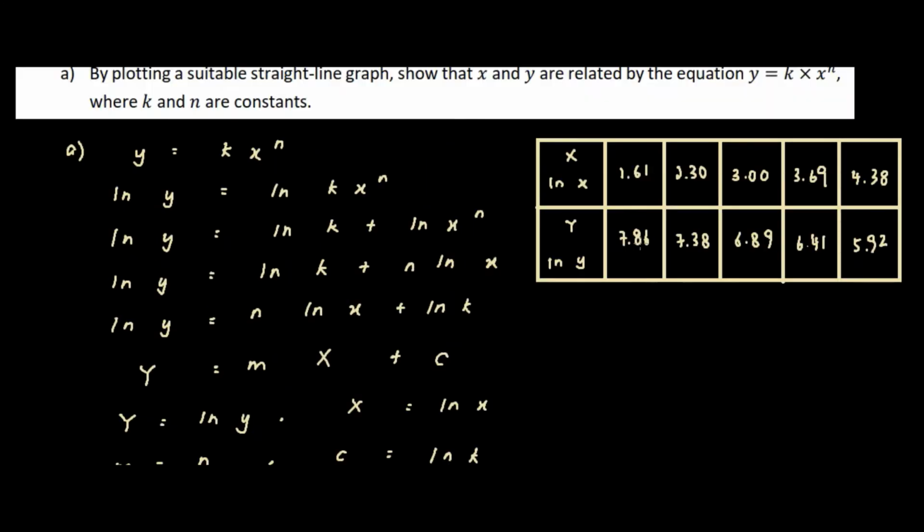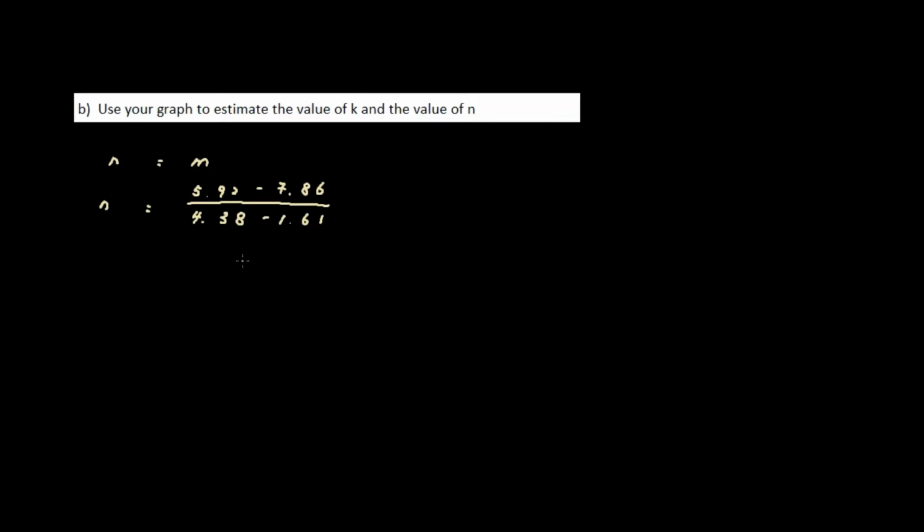Okay, so basically I'm using this one as my x1, y1 and this one as my x2, y2. For me to get the gradient, I'm just using my calculator to solve this, and I can get the answer of 5.92 minus 7.62 divided by 4.38 minus 1.61. Give me three significant figures here, 0.700. So this is my estimation for the value of n here.